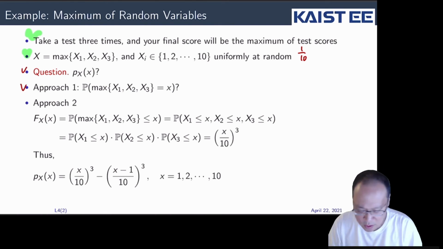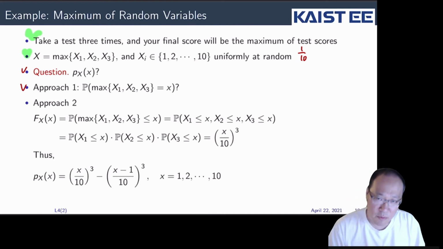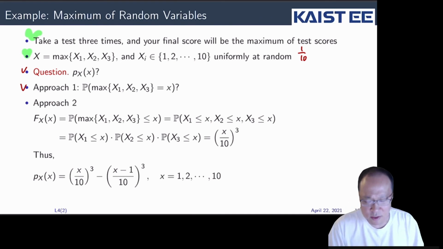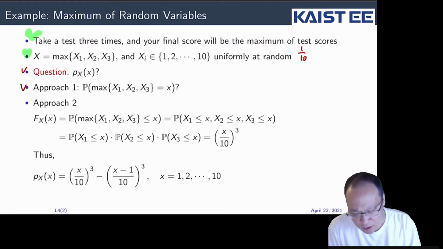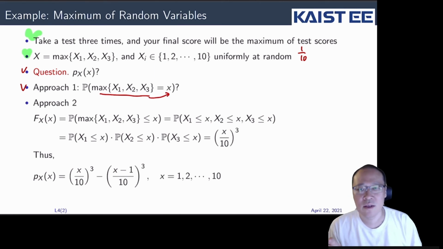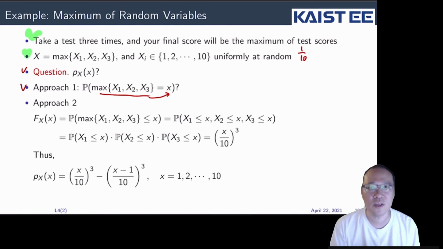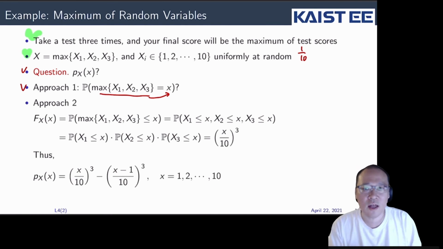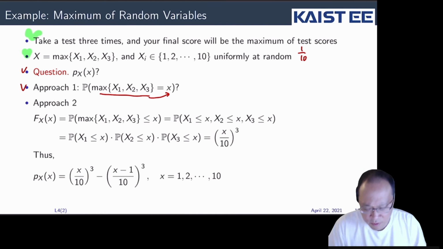In order to compute the PMF of X, the first approach is to directly look at the probability that the maximum of the 3 is equal to x. If you think about this approach 1, it's not that easy, because there are a lot of scenarios where the maximum of X1, X2, and X3 is the value x. For example, suppose X1 takes the value x, but X2 is less than x and X3 is less than x, or sometimes X3 can be the maximum, and so on. So we need to consider a lot of scenarios, which makes solving the problem very difficult.